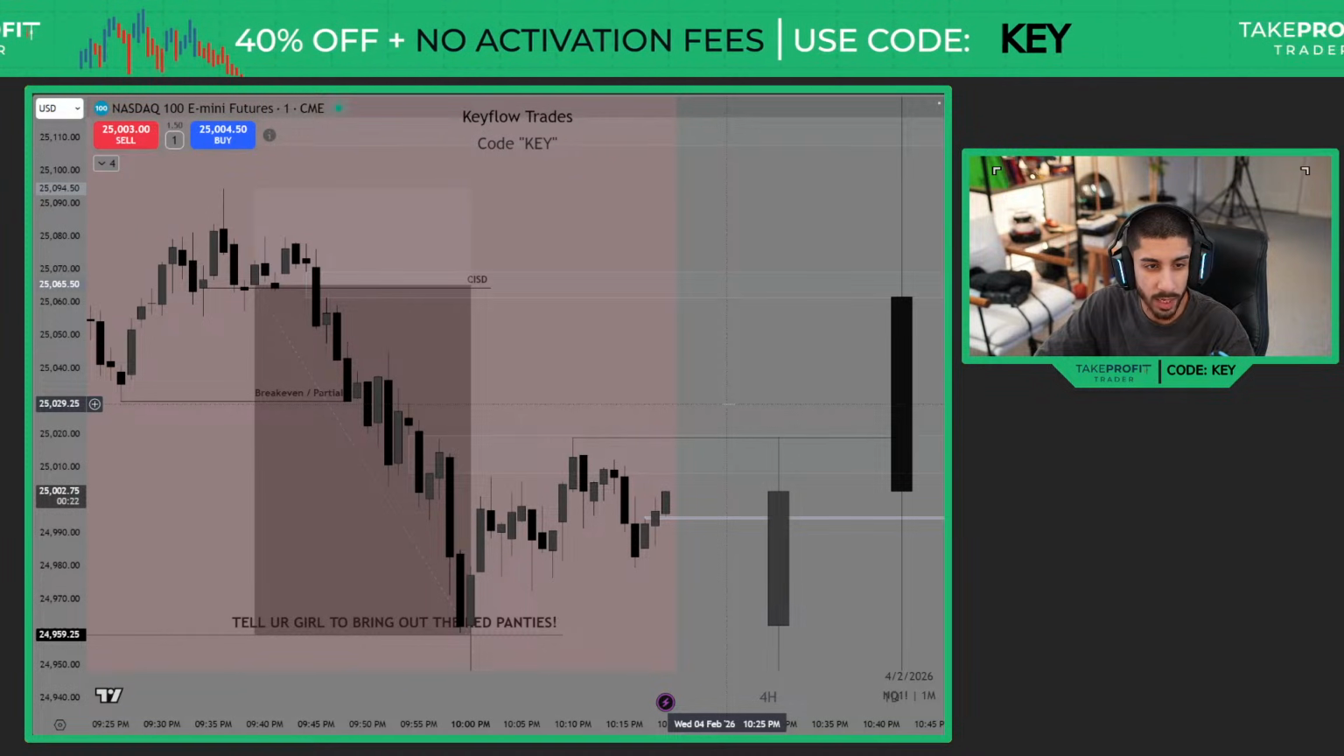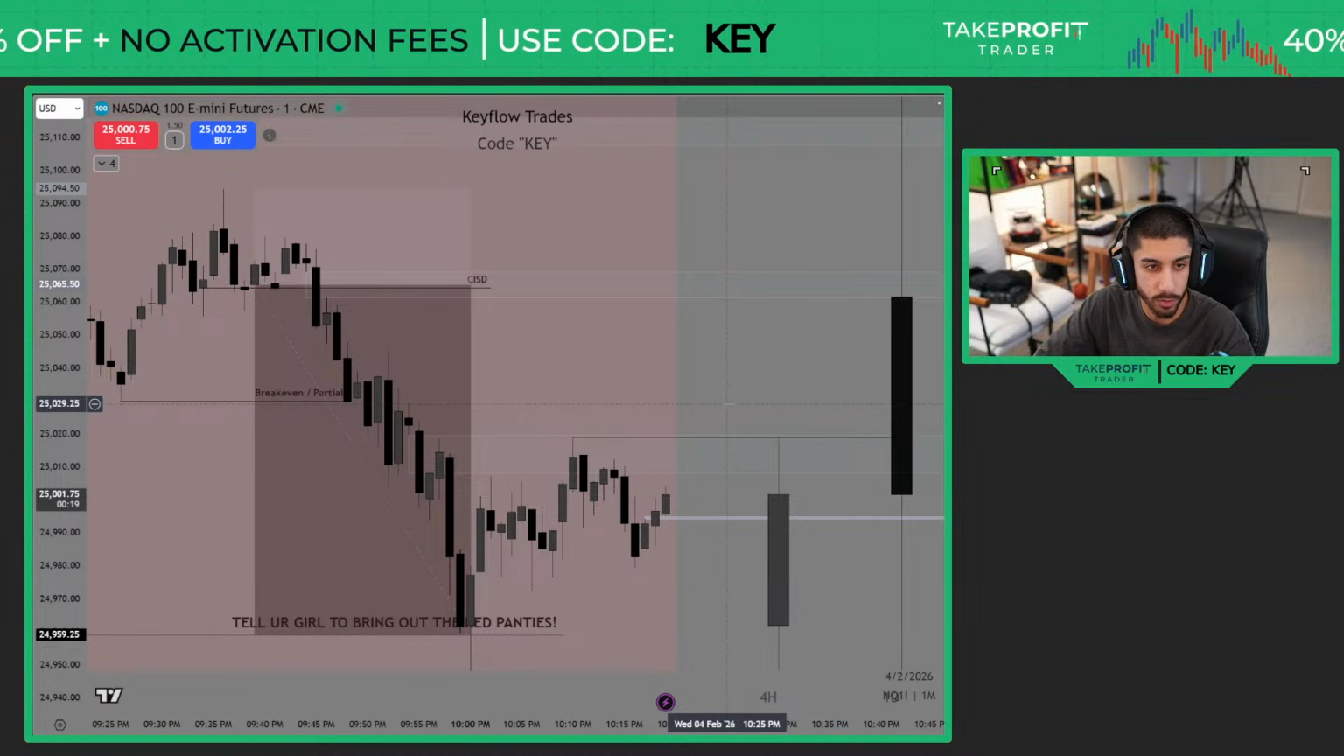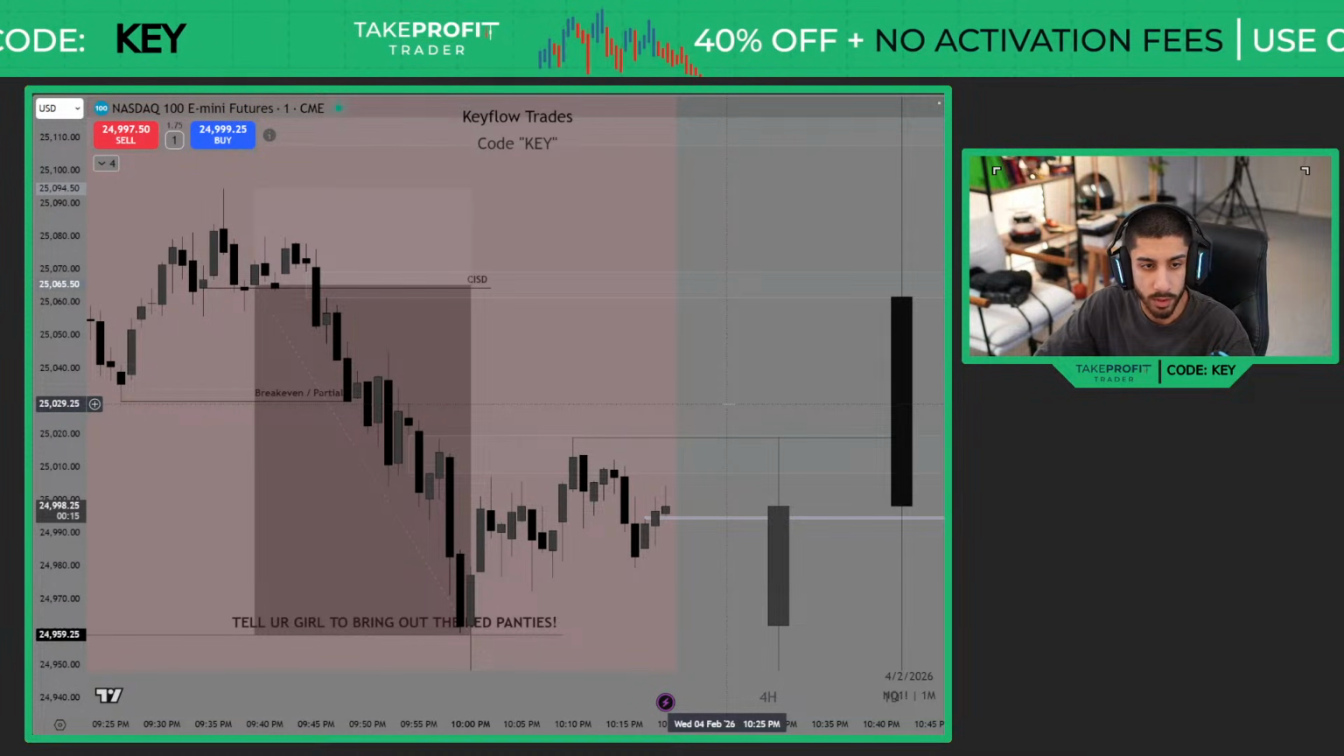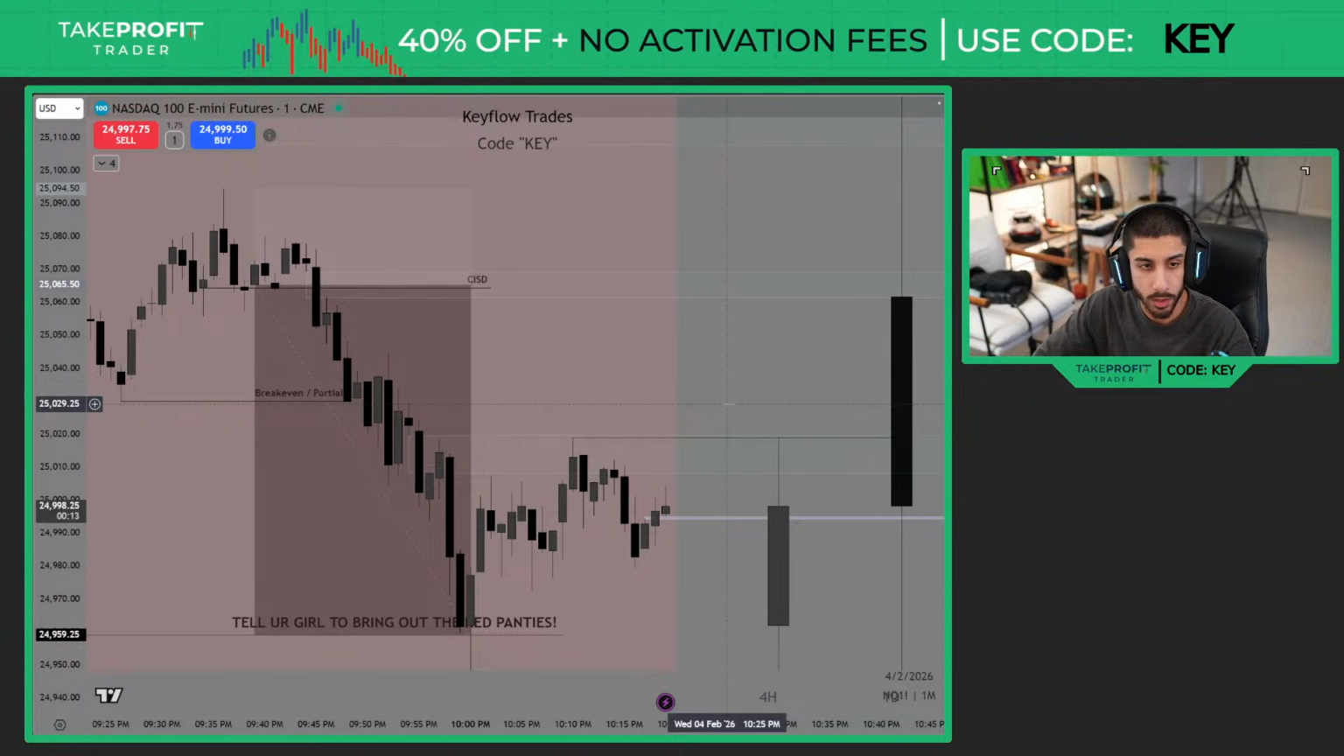Do you pay for live data with TPT or do you have to pay for it separately with TradingView? No, live data you have to pay with TradingView. It's different.